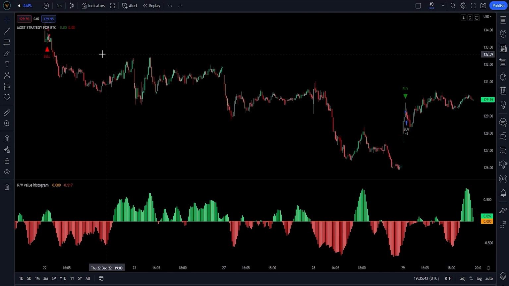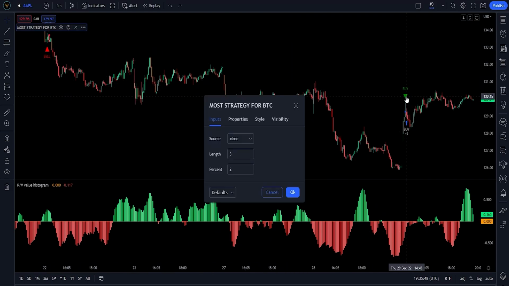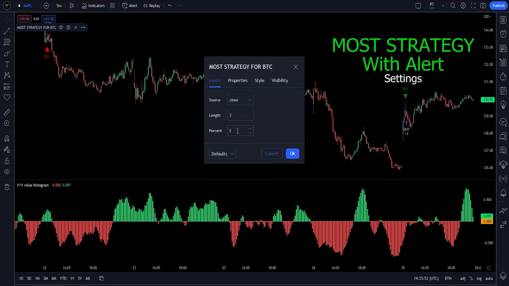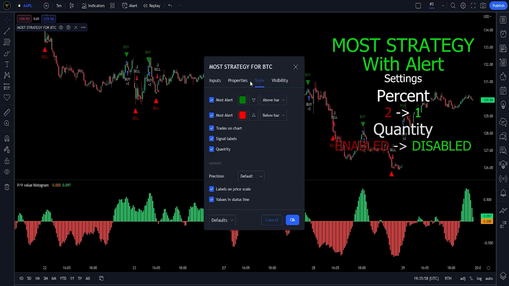So like I said previously, our first indicator creates these buy and sell signals, so double-click either one of them, and you will open the Settings panel for this particular indicator. Great, now let's open the Inputs tab, and in here we change the percent value from 2 to 1. Now, open the Style tab and disable this quantity setting. We only need to change these 2 settings for this indicator, so once you're finished, press OK.